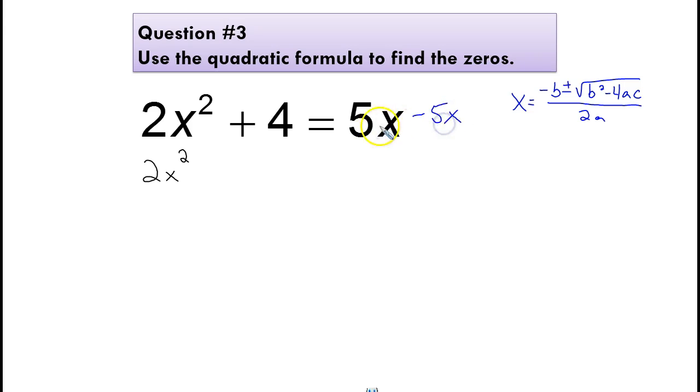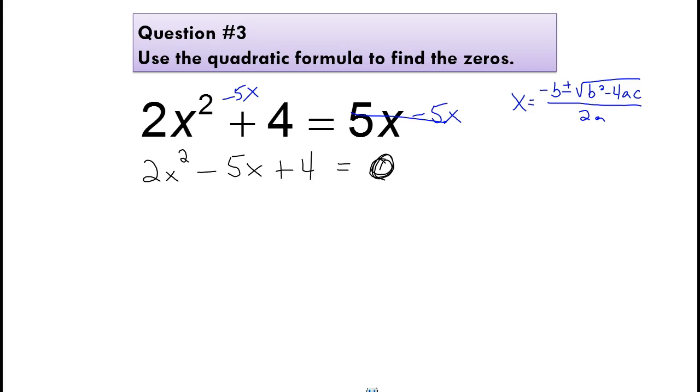So since it's a positive 5x, I'm going to subtract it over to the left side, which will give me an x on the left. So since it was positive over here, I subtracted over. I'm going to have minus 5x and then plus 4. And I want this in descending order, so I'm putting the plus 4, the constant, at the end. And that's all going to be equal to 0 now, which is what we want when we're solving a quadratic. Everything should be on one side, 0 should be on the other side.